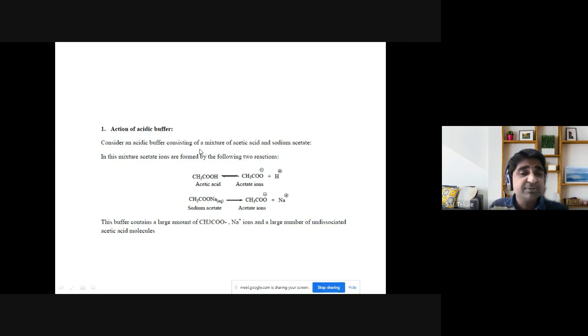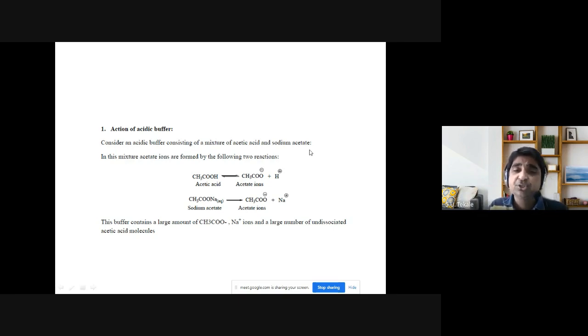Now what is this acidic buffer? As we discussed in the earlier section, an acidic buffer is nothing but an equimolar mixture of a weak acid and its salt with a strong base. So let us consider an example of an acidic buffer which consists of a mixture of a weak acid, say acetic acid, and its salt with a strong base, sodium acetate. So in this buffer solution, what is there from the chemistry point of view?